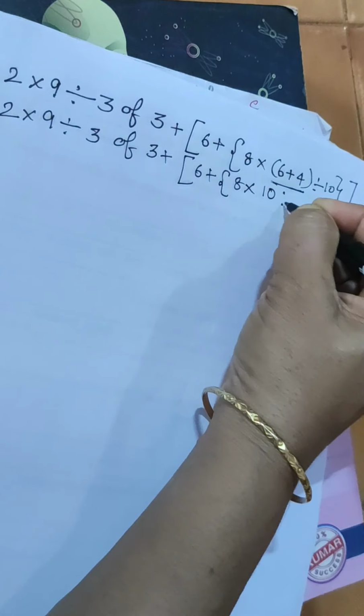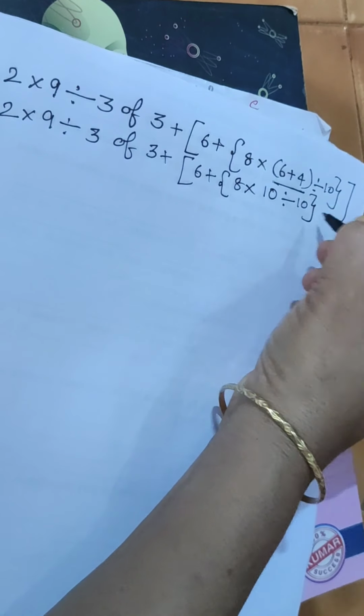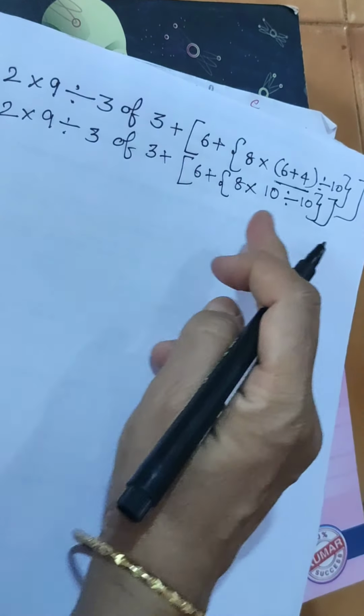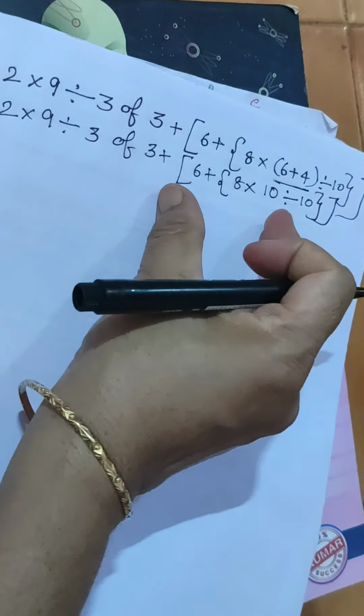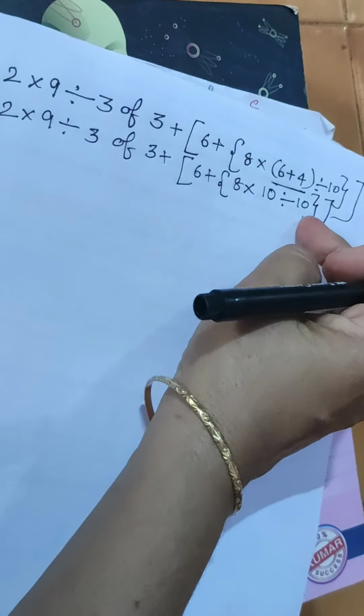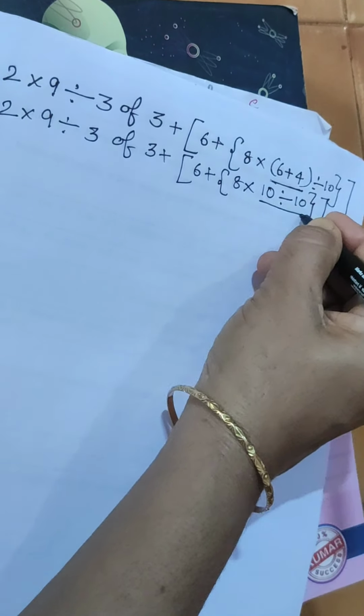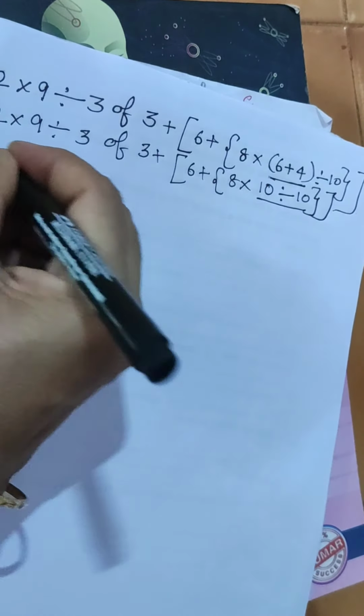Then divided by 10, then curly bracket, then square bracket. In this, the next curly bracket has to be solved. In the curly bracket also, the division has to be solved first. So, underline the division. Remaining you write as it is.